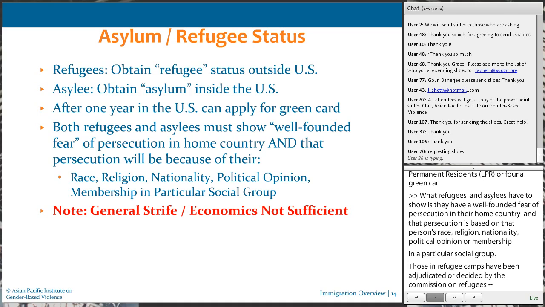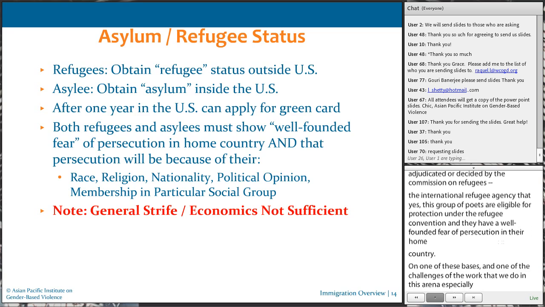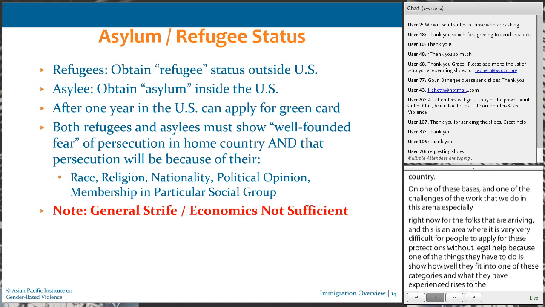One of the challenges of the work that we do in this arena, especially right now for the folks that are arriving, is that it's very, very difficult for people to apply for these protections without legal help, because one of the things they have to do is show how they fit into one of these categories, and that what they have experienced rises to the level of persecution, number one, and number two, that they were actually persecuted because of race, religion, nationality, political opinion, or membership in a particular social group.